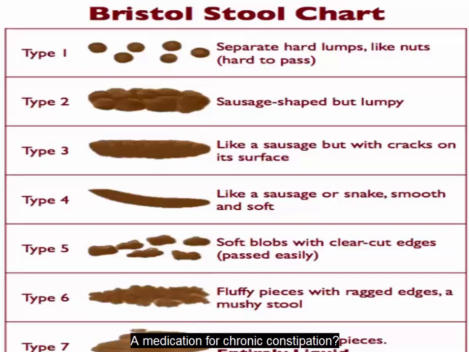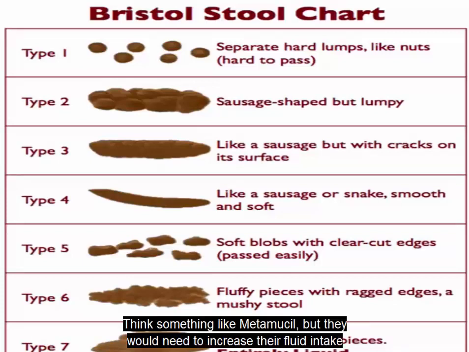A medication for chronic constipation, think something like Metamucil, but they would need to increase their fluid intake when taking bulk-forming laxatives to avoid worsening the constipation. Many times, increased gas is likely to occur with increased dietary fiber.